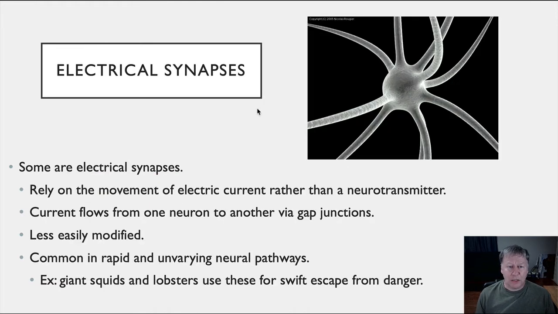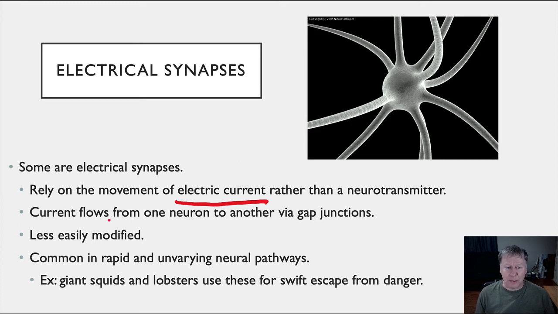So far, we've talked about chemical synapses, how chemical messengers, neurotransmitters, can be used to pass the message from a neuron to another neuron, to a muscle cell, or some other cell. But that's not the only kind of synapse. Another kind is what we call an electrical synapse. Electrical synapses rely on the movement of electrical currents to pass the message from one cell to the other instead of neurotransmitters. So basically, they are simply continuing the action potential from one cell into the next.